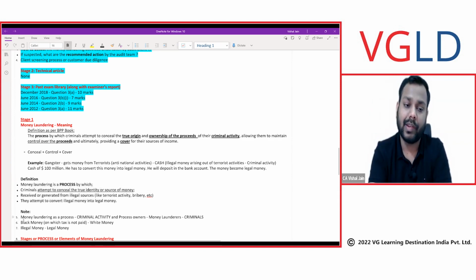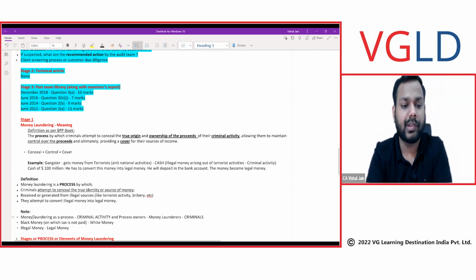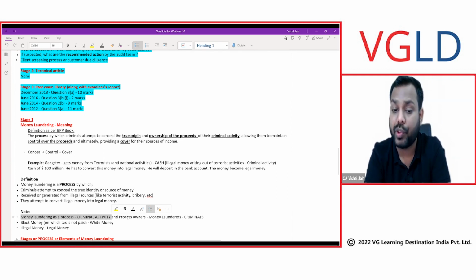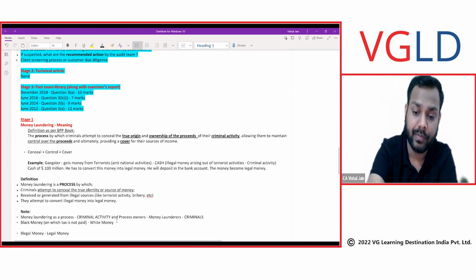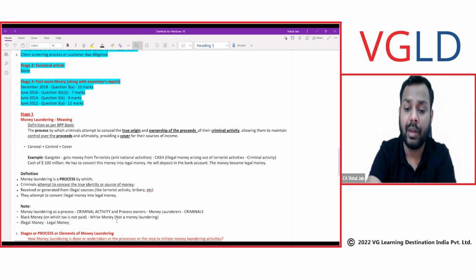Okay, now understand a few important points. Money laundering is a process, a criminal activity, and the process owners, that is money launderers, are called criminals. Black money, on which tax is not paid, converted to white money: can we say this is money laundering? This is not money laundering. Rather, illegal money being converted to legal money is money laundering.